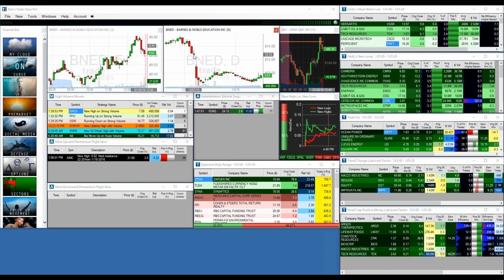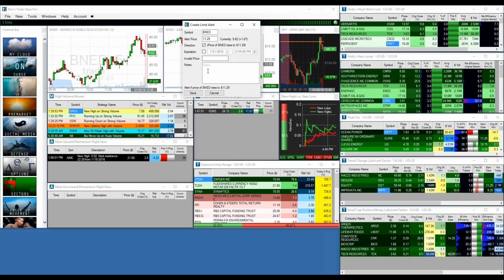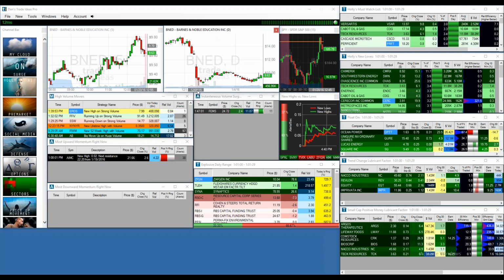So one of the things we look for is a gap void. In other words, if BNED started to get higher and traded as high as, let's say, 11 or 11.29, once it got past this point, I'm going to say it's going to rip. So I am putting in an alert here. This is one of the ways that you never miss anything in Trade Ideas. I'm putting on an alert so that when Barnes & Noble really starts to fill this gap area, I'm going to know right away and I'm going to get in it.